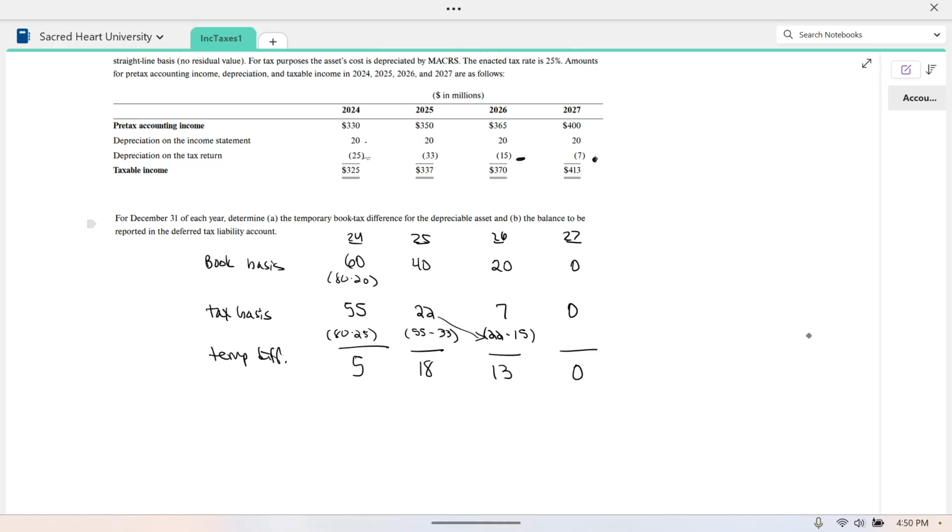So we're asked to calculate the temporary book tax difference in Part A. This is the answer to Part A. And for Part B, the balance to be reported in the deferred tax liability account, we simply multiply by the tax rate, and we get the deferred tax liability required ending balance, and what would be reported on the balance sheet: $1.25 million in 2024, $4.5 million in 2025, and $3.25 million in 2026. Of course, nothing in 2027.